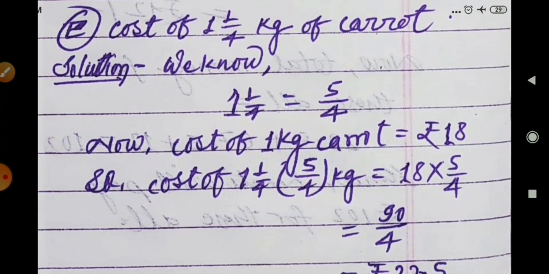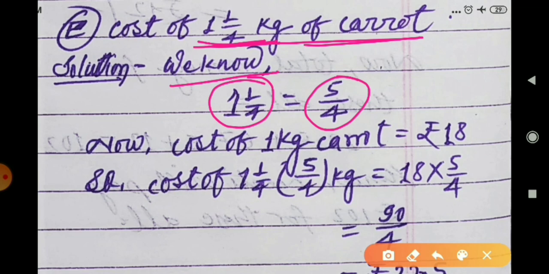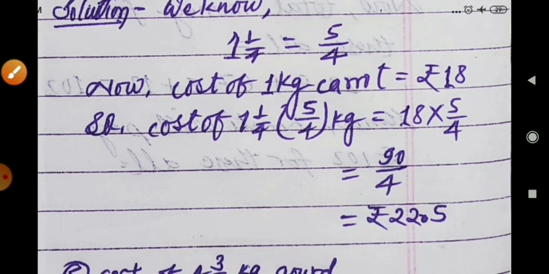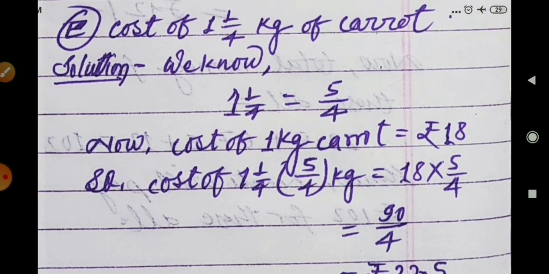Now another question, question E. Now we have to find the cost of 1 whole 1/4 kilogram carrot. Clear? So we know that 1 whole 1/4 kilogram is equal to 5/4. You can convert this mixed fraction into an improper fraction. Now you will write the cost of 1 kilogram carrot is equal to 18 rupees. From the table we have taken this. Now the cost of 1 whole 1/4, it means 5/4 kilogram, is equal to 18 into 5/4. So 18 times 5 is 90, 90/4 is equal to 22.5 rupees. So it is the cost of 1 whole 1/4 kilogram carrot.